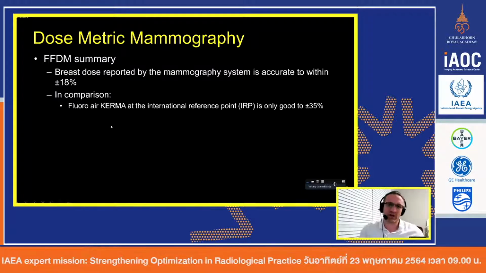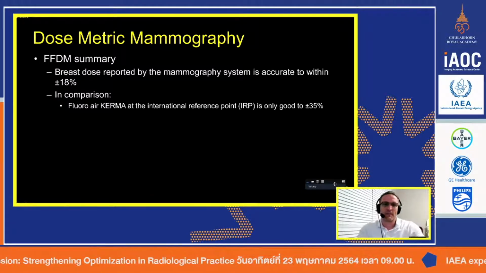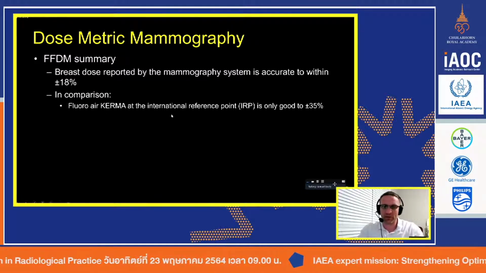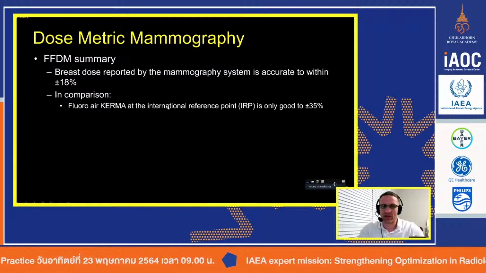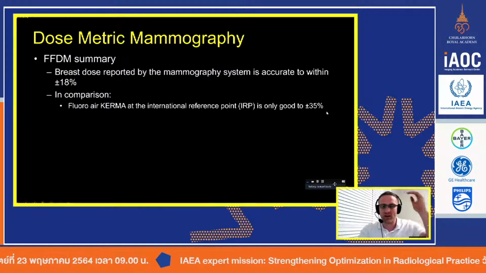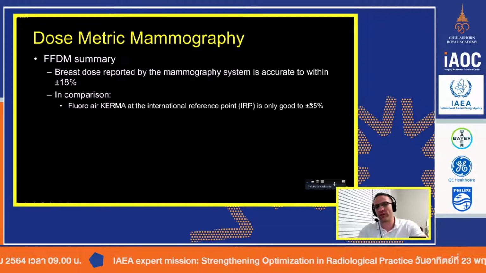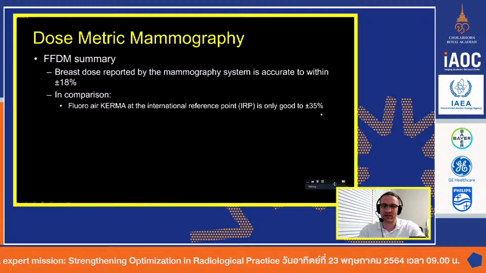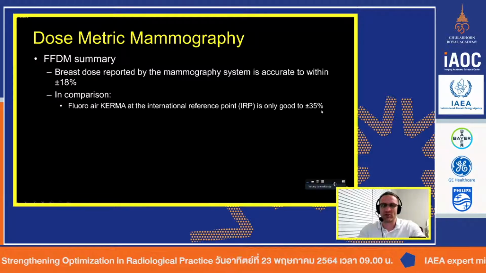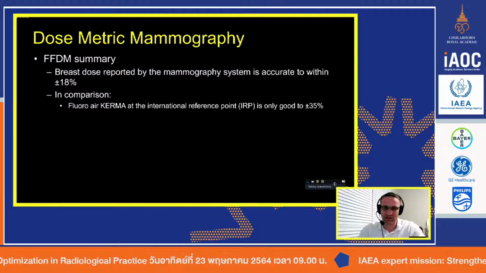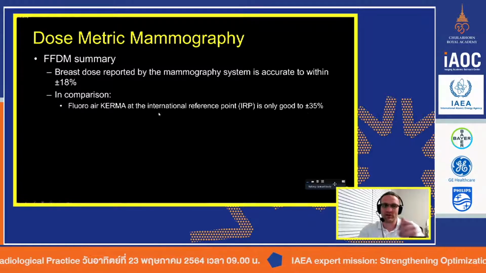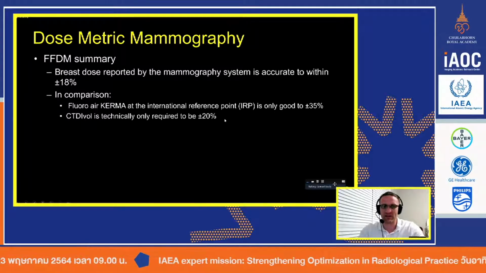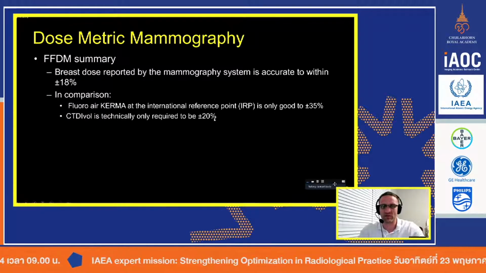So how does this compare to other modalities? You might be thinking this is not good, right? 18% spread. Well, in fluoro, remember, the error curve measured at the international reference point, the IRP, is actually only required to be within 35%. So not quite double, but the values that you measure on a fluoro system can be significantly different than what you actually physically measure using an ion chamber. CTDIvol, or the volume CTDI, in CT can be upwards of a difference of 20%.